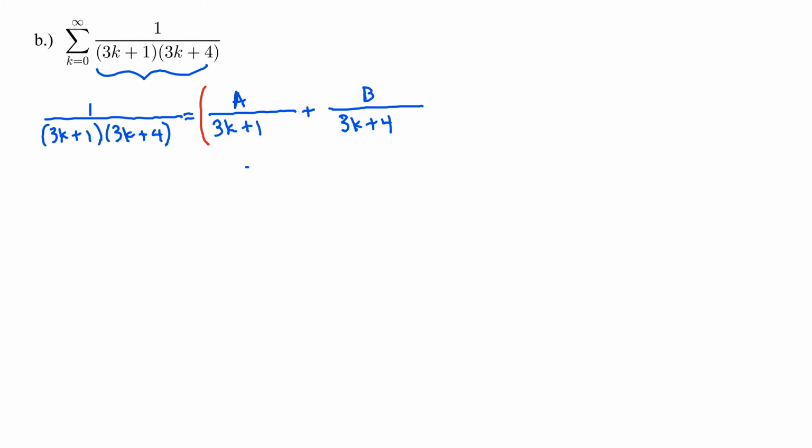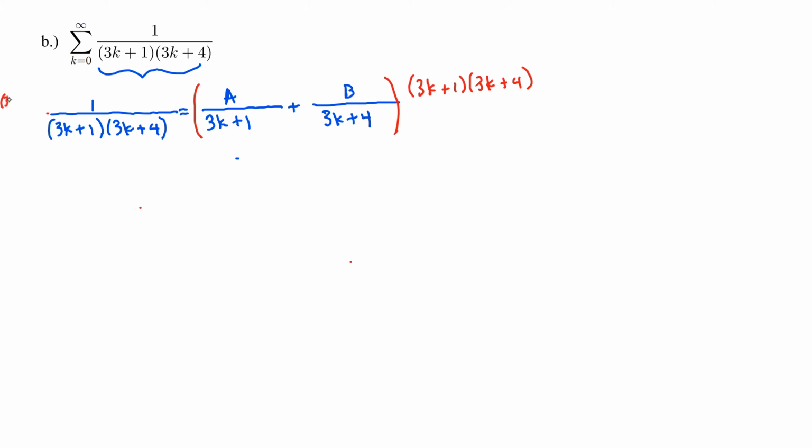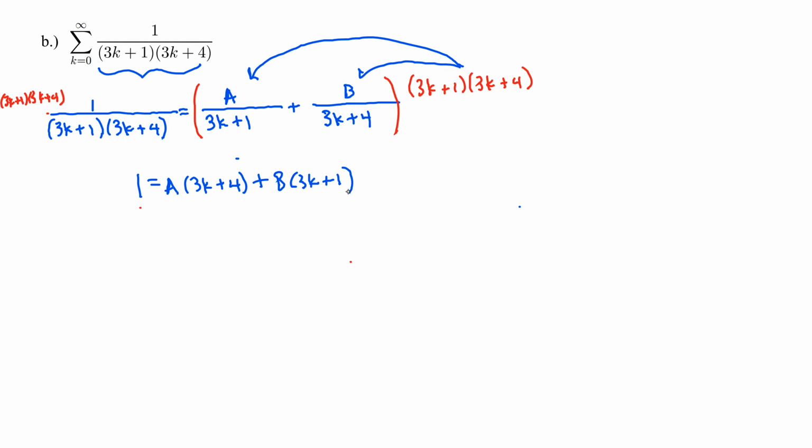Recall that the next step in partial fractions is to multiply both sides by the lowest common denominator that we have on both sides. On the left side, the denominators of course cancel, leaving behind a 1. If we distribute to our first term here, the 3k plus 1 will cancel, and we'll be left with 3k plus 4. And distributing here, the 3k plus 4 cancels, and we have 3k plus 1 left over.